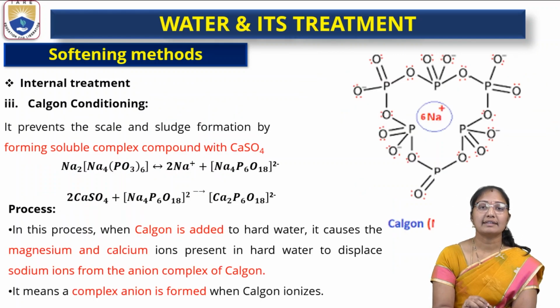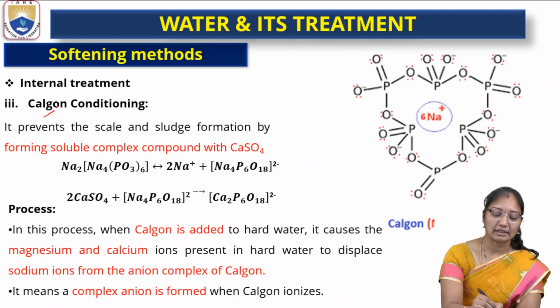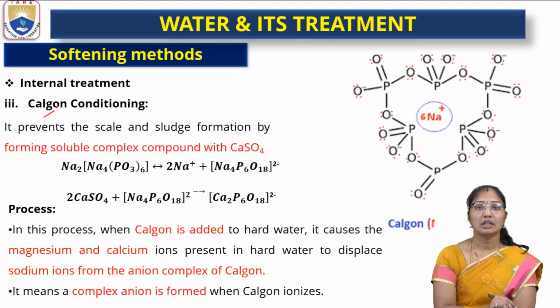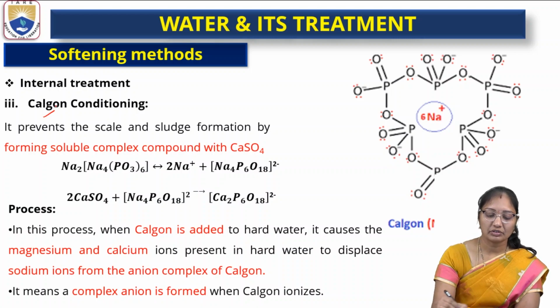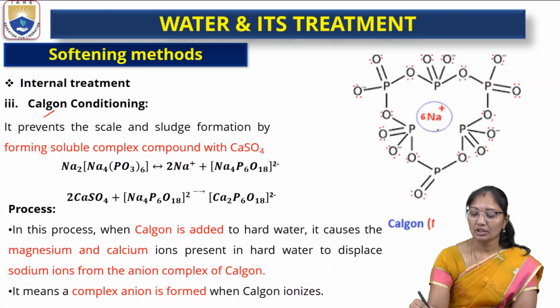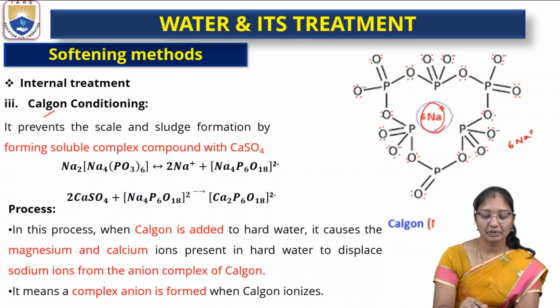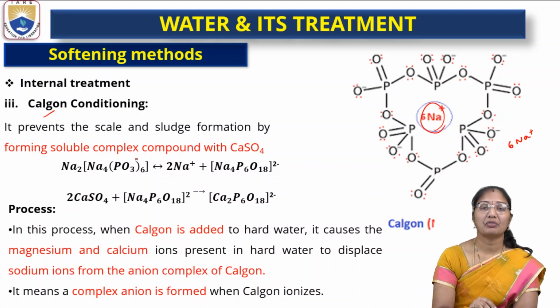The next thing is Calgon conditioning. Calgon is nothing but a sodium phosphate salt. This is the Calgon structure, where six sodium ions are there. It prevents scale and sludge formation.